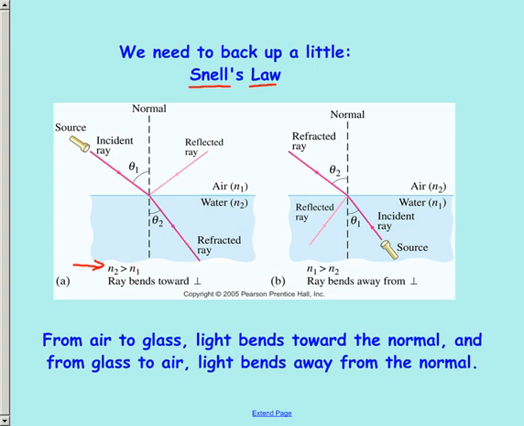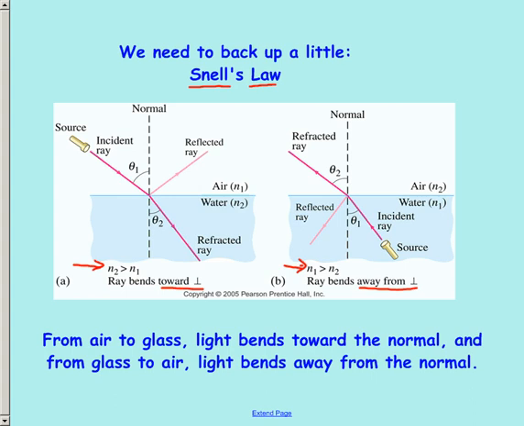N1 being smaller than N2, what will happen is the ray bends toward the perpendicular. So if it's going from air to glass, air to water, anything like that, it will bend towards the perpendicular, or the normal. When it's going the other way, over here on the right, the ray bends away from the normal. That's what Snell's law says. Snell's law is on your equation sheet: N1 sine theta 1 equals N2 sine theta 2.